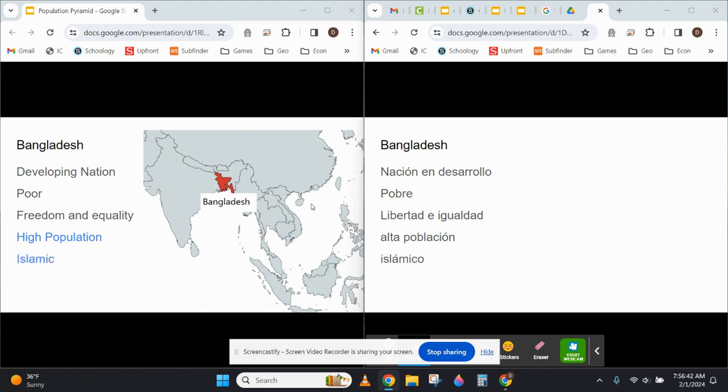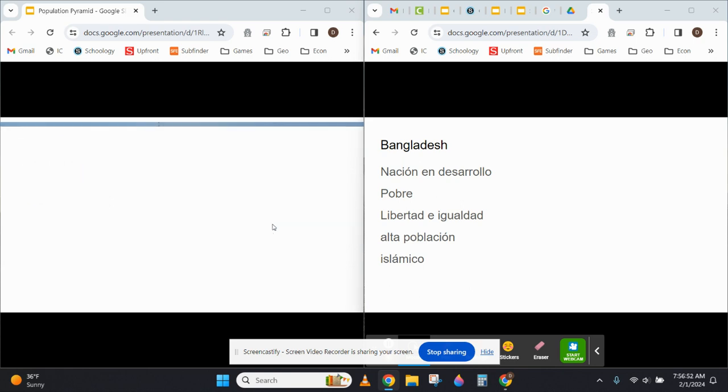It's also an Islamic country, so that's kind of one of the cultural differences between it and India and why they have conflict and violence between the two. There's some religious and cultural differences.